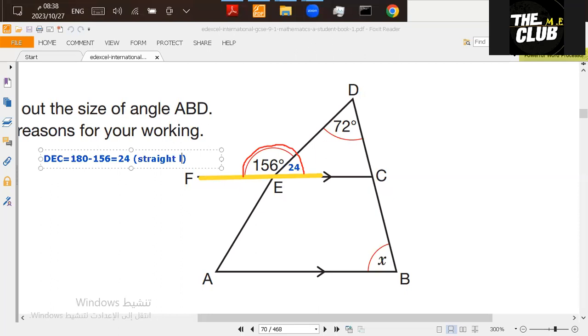Straight line. So we write what's going on and what's the answer and then what's the reason.